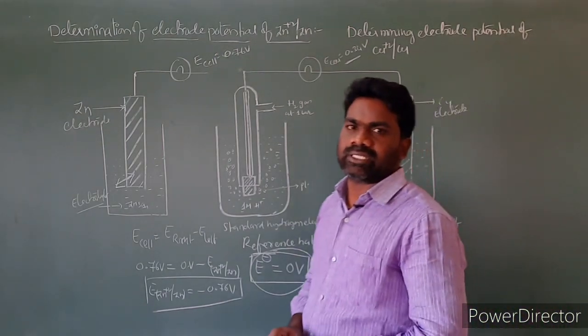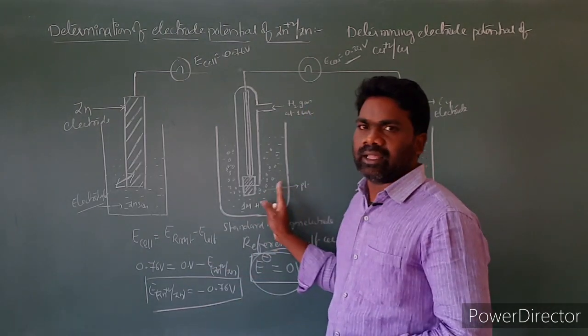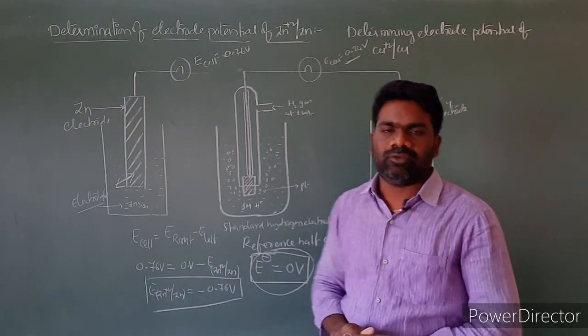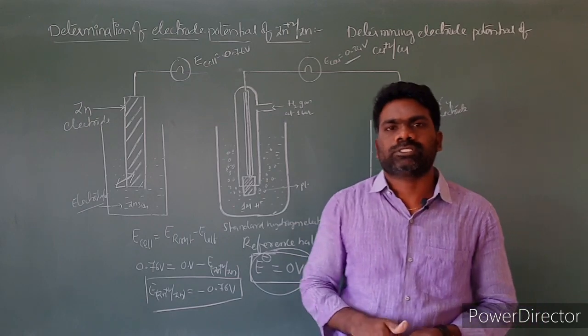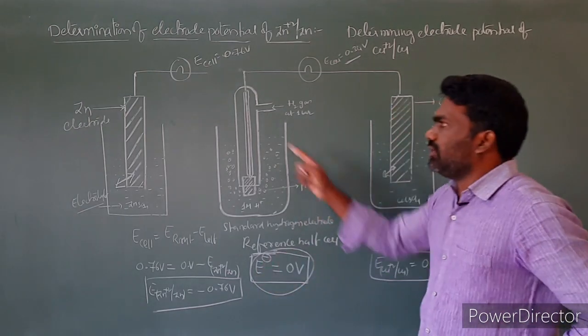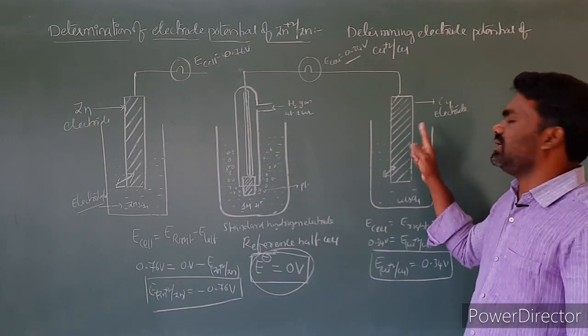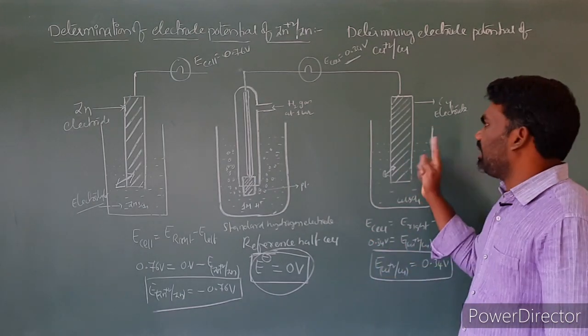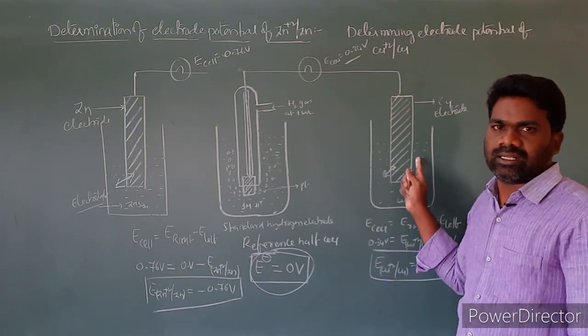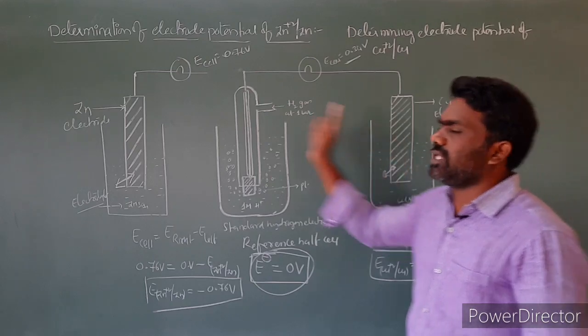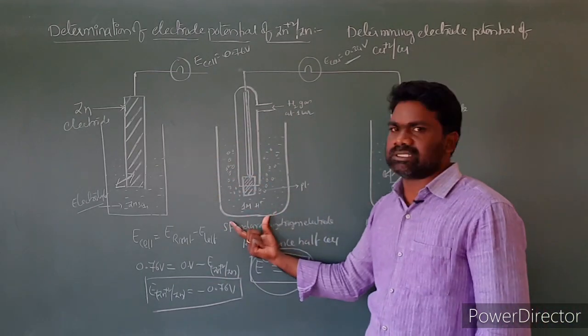Now the point we understand is, by taking hydrogen as a reference electrode, we can find out electrode potentials of any electrode. Here I took zinc and copper, but you can change it. You can take magnesium, or iron, or nickel, or silver. So any electrode you can take. This is common. This is a reference electrode.